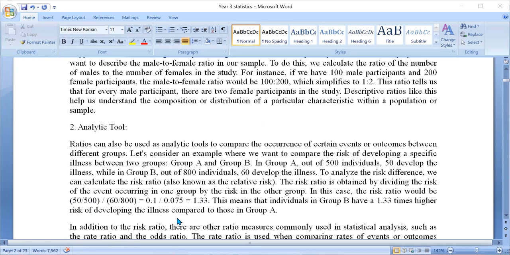So at this point now, we arrive at the risk ratio of 1.33. Risk ratio now is 1.33. This means that individuals in group B have a 1.33 times higher risk of developing the illness compared to those who are in group A. You see?